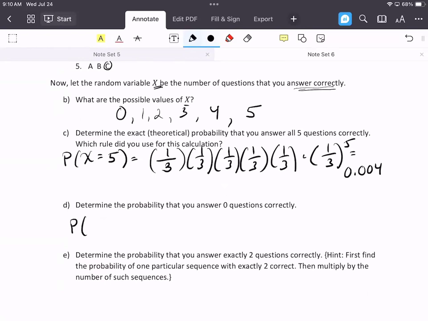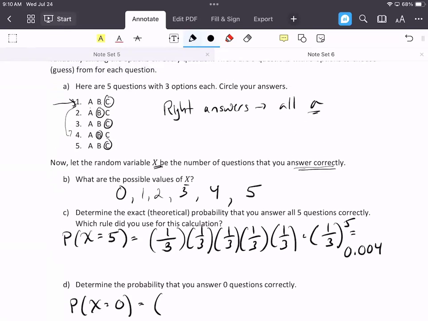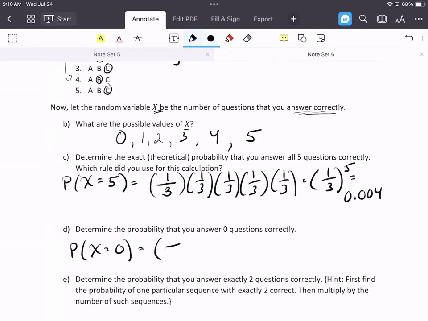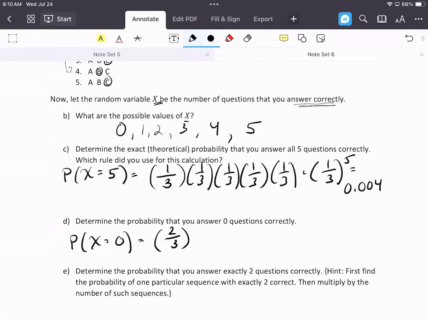Well, once again, if I think about it, if I look at this up here, there are only 3 options, but 2 of them are wrong. All right, 2 out of those 3 are incorrect. And once again, you can probably see, well, I'm guessing it's going to follow this pattern here. And actually it does. 2/3 to the 5th, and this ends up being 0.132. And we use that same multiplication rule for independent events.